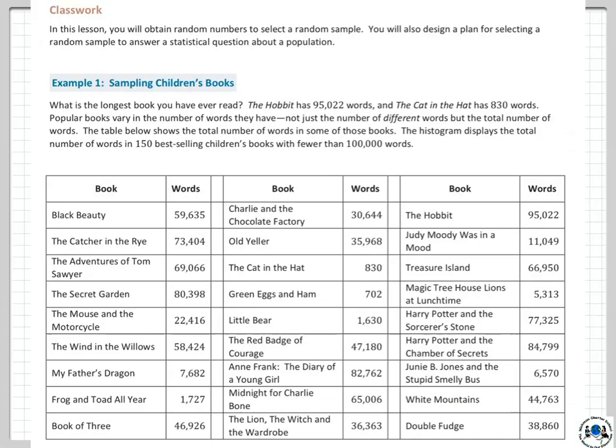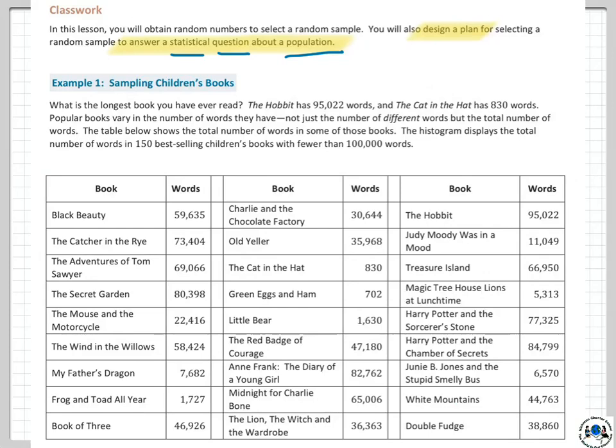Well, let's go ahead and start this lesson off with the quote-unquote classwork. It opens up: in this lesson you will obtain random numbers to select a random sample. You will also design a plan for selecting a random sample to answer a statistical question about a population. And that's exactly what we're always doing. We're answering statistical questions about a population. Statistical, question, population, the three main words in that sentence.